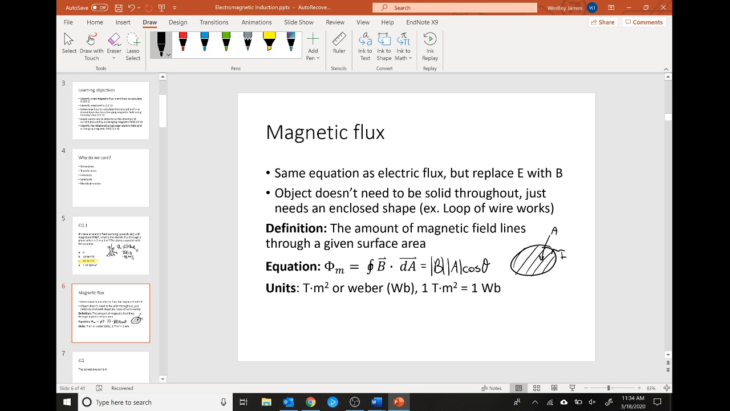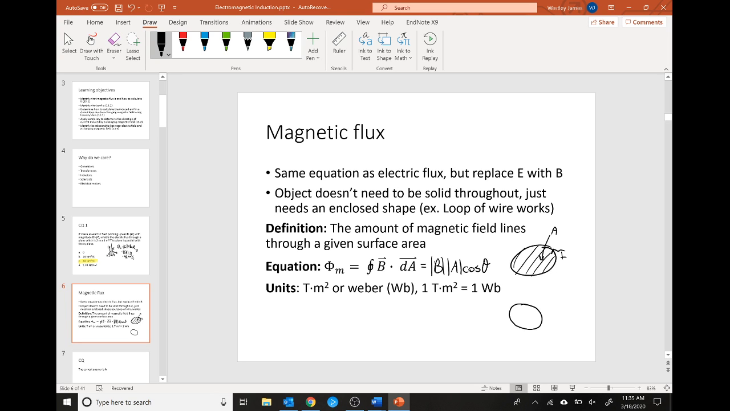accessible to you. And so, yeah, the definition is just the amount of magnetic field lines through a given surface area. And the reminder is this doesn't need to be a flat plane. It can actually be a loop, which we then think of as being a flat plane. So it's the amount of field lines. For instance, say I had a loop of current.